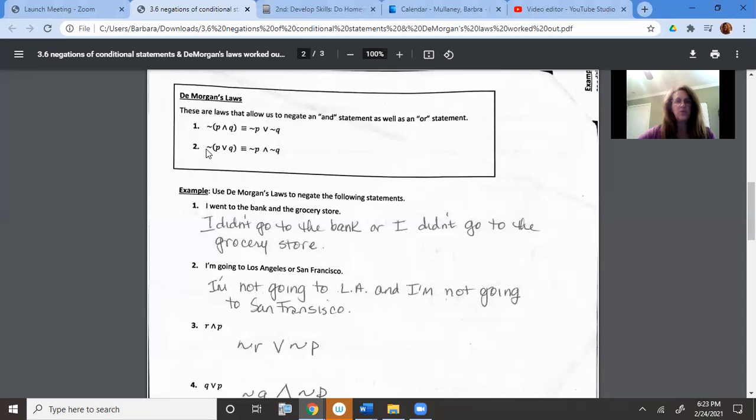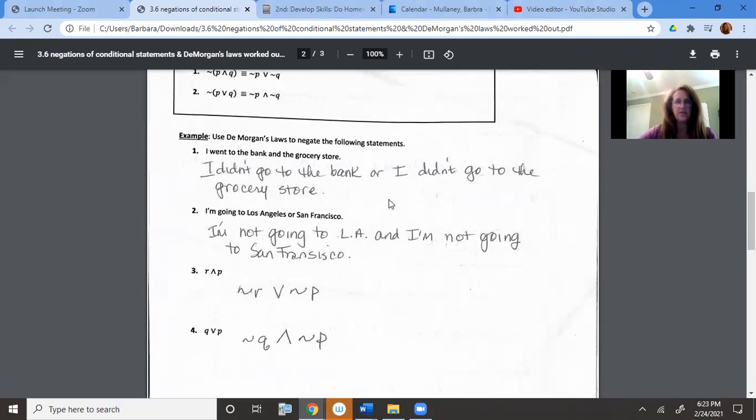In number two, we have the negation of an or statement. The negation of P or Q is equivalent to the negation of P and the negation of Q. So in each of these cases, we're distributing the negation and then we're flipping the sign. So we'll do some examples.